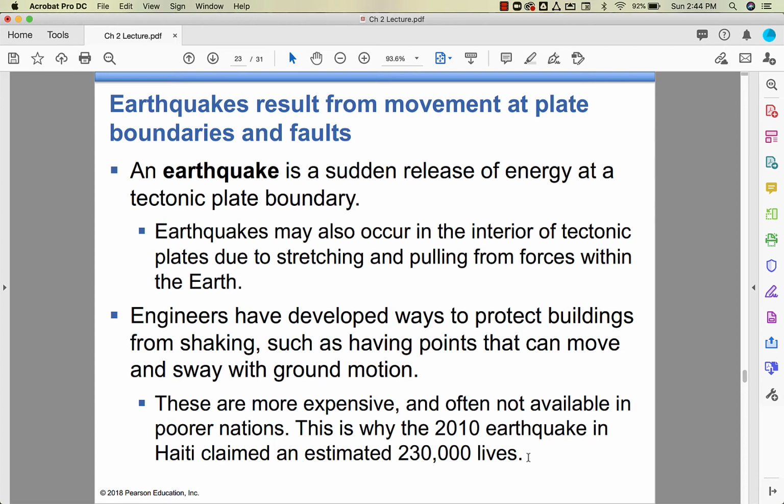There was also an earthquake that same year in Chile. It was a bigger earthquake, and it didn't kill near as many people because the building codes and the regulations in Chile are much more stringent than those in Haiti, and we're going to talk about that when we do our key points for this chapter.